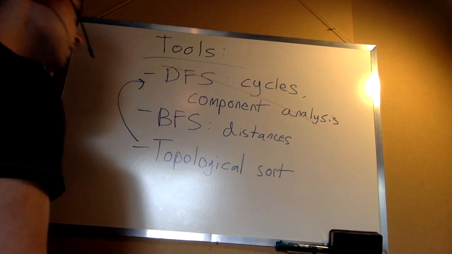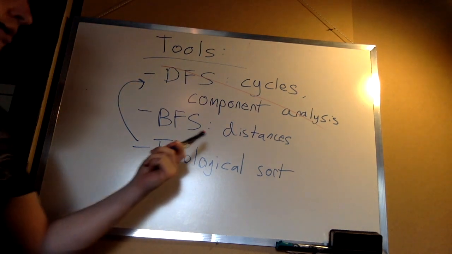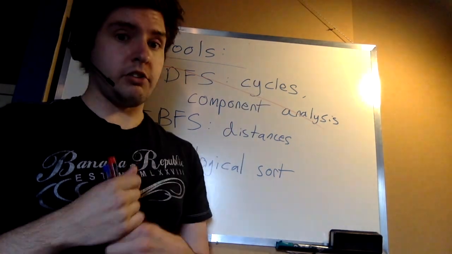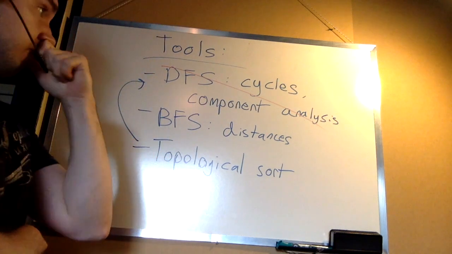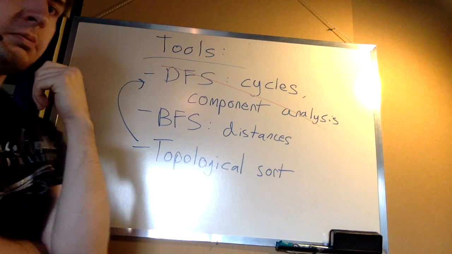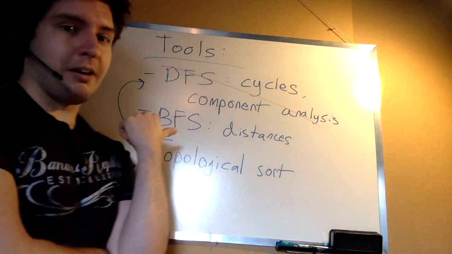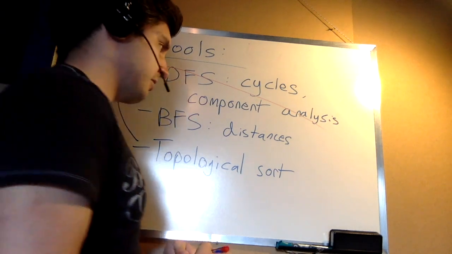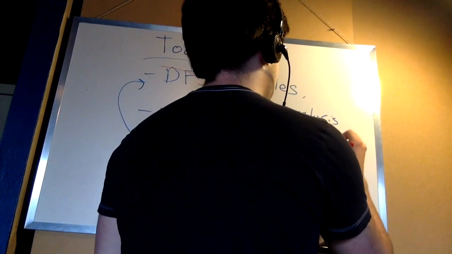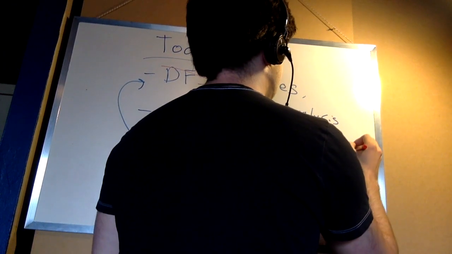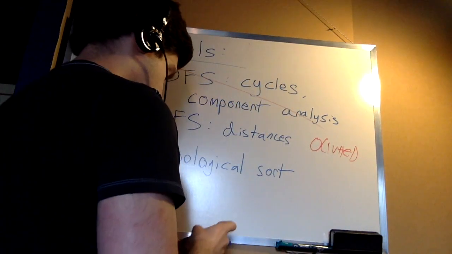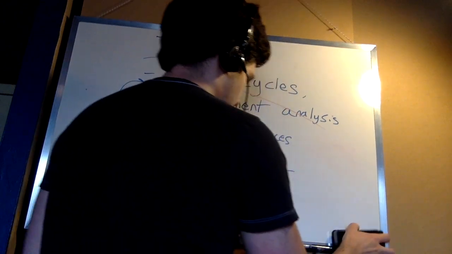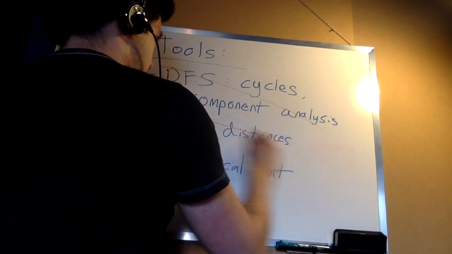BFS. Well, distances, that might actually be useful. But the problem is BFS is also O of V plus E. So we're going to punt that for part B as well. So let's just say for now, BFS doesn't really help us.